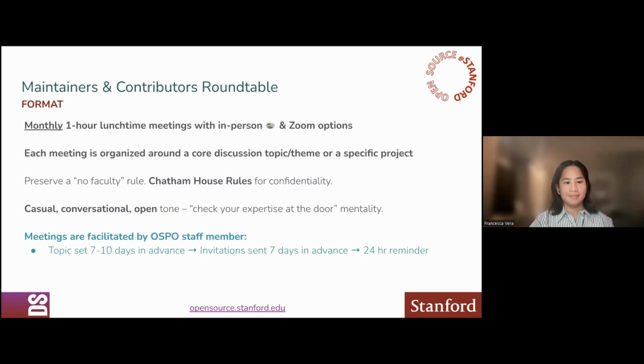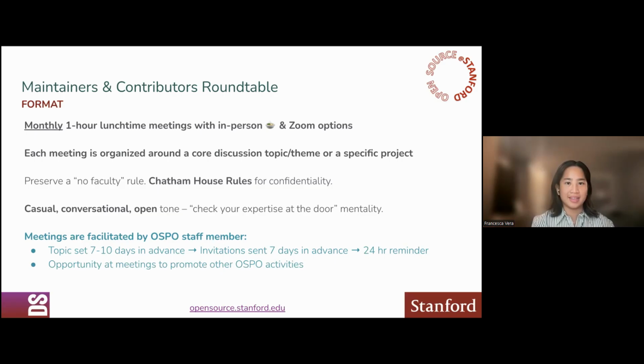And so the process that I personally go through is setting a topic 7 to 10 days in advance, and then sending out invitations 7 days in advance, sending out reminders, and then conducting individual outreach to certain members if they are particularly suited for the discussion topic, or if they have requested to present, and meeting with them individually on that. It also is a great opportunity to promote other OSPO activities.